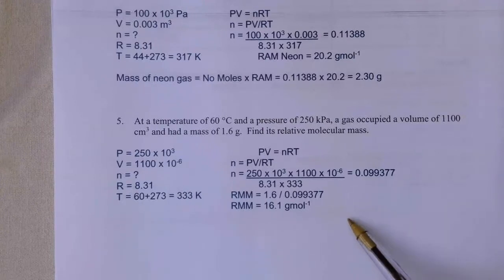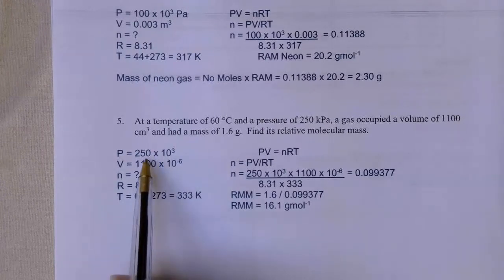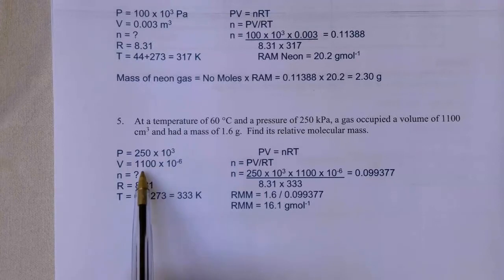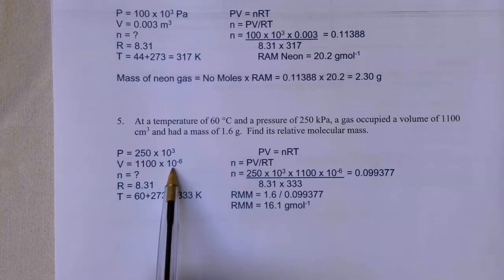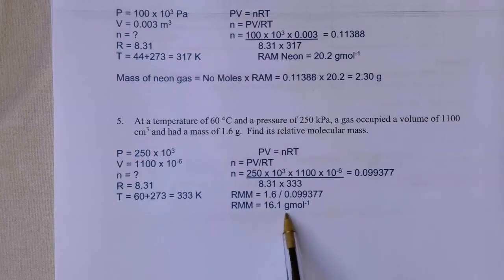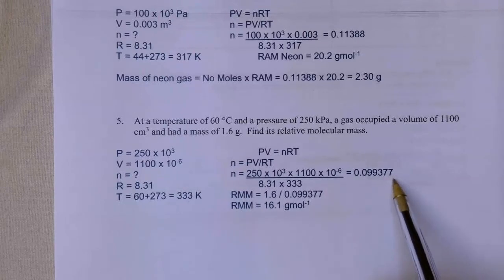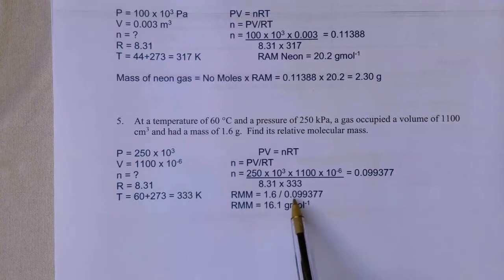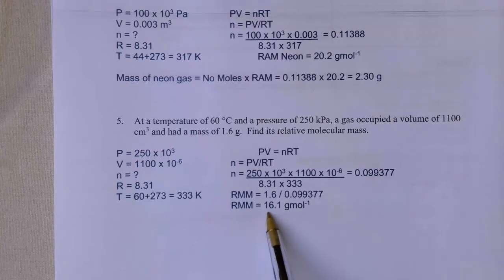And the same idea in the last example. Again, I'm writing out everything in the right SI units, so I've changed my pressure into pascals, and I've changed my volume into meters cubed. I've changed my temperature here into Kelvin. Everything is put into my equation, and I get my number of moles, and my RMM is going to be grams per mole. So it's mass divided by moles, and I get an RMM of 16.1 grams per mole.